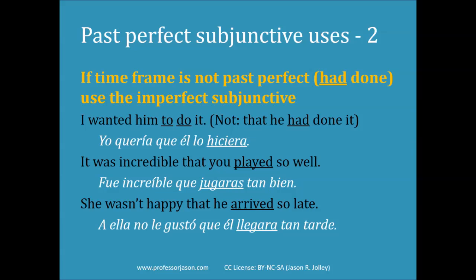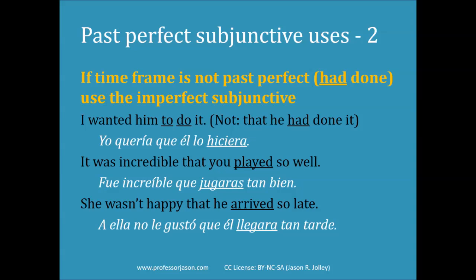Now, just a second ago I said the second reason or the second use was less common. And the reason I said less common is that if you're not talking about a true past perfect scenario, in that dependent or subordinate clause, what comes after que, if you don't hear in your English thinking brain had done something, then in most cases you want to use the more straightforward imperfect subjunctive rather than the pluperfect or past perfect subjunctive. Okay, so if the time frame is not past perfect, had done something, we're going to most of the time use the imperfect subjunctive like in these examples.